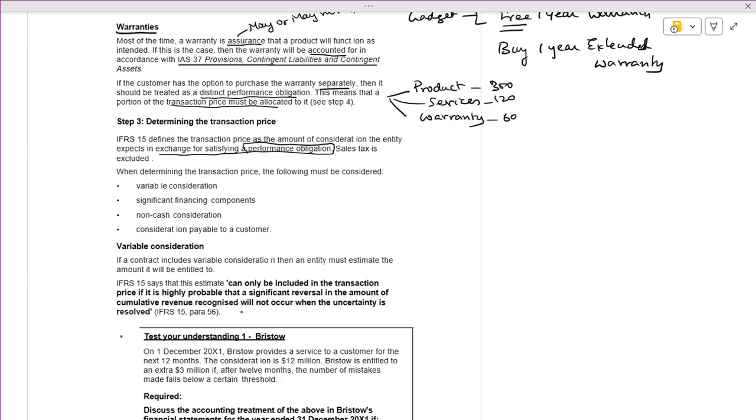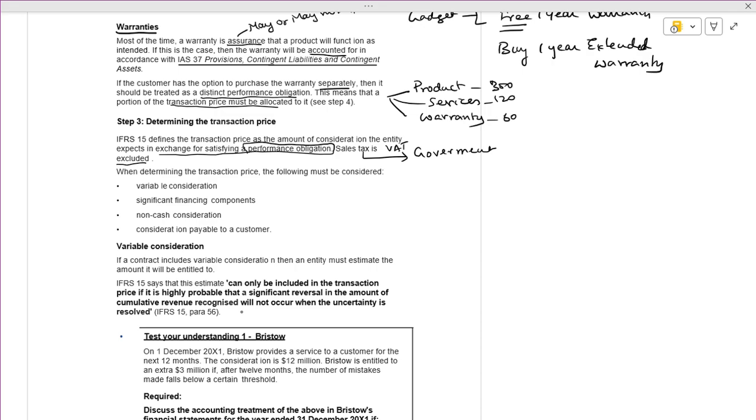Performance obligation. And sales tax is excluded at every point of time. Why do we have to exclude sales tax? Because it is given to the government. You talk about sales tax or you talk about value added tax.